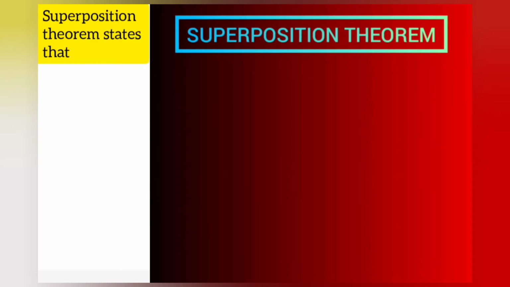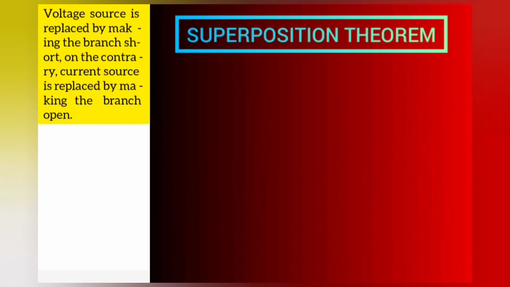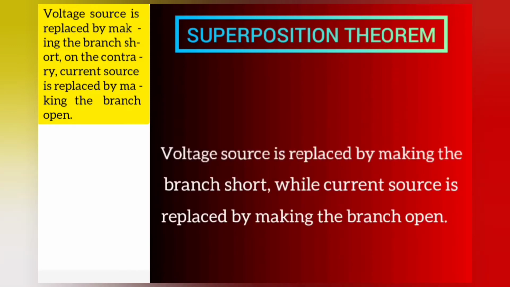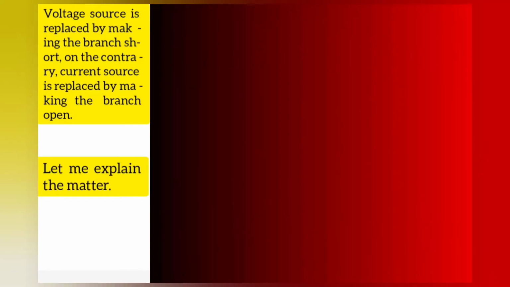The superposition theorem states that in a linear bilateral circuit having more than one independent source, the voltage or current in a branch is the algebraic sum of the voltages or currents due to each independent source, when the other sources are replaced by their impedances. A voltage source is replaced by making the branch short. On the contrary, a current source is replaced by making the branch open. Let me explain the matter.